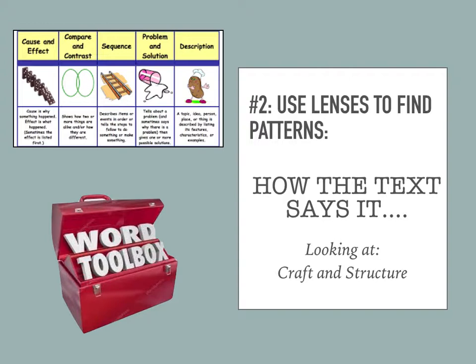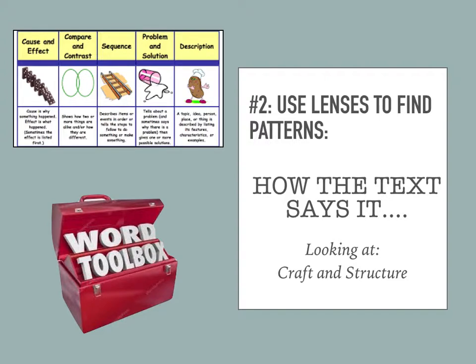So the second part of the ritual is to use lenses to find patterns. What are the patterns of the details found? Here we're looking at the craft and structure of the text. How does the text say it? Focus on how the text works. So after this reread, your focus is more on the vocabulary in the text, the structure of the text features, using text-dependent questions to help them focus on digging and discussing deeper.